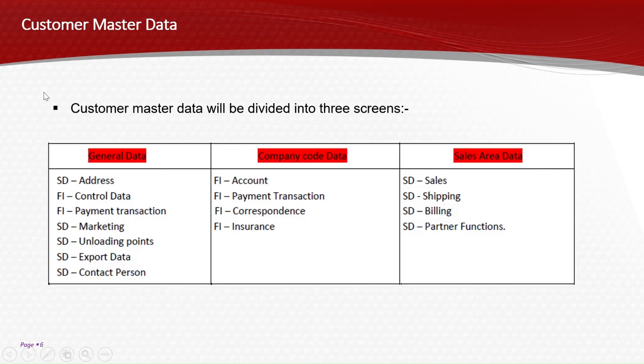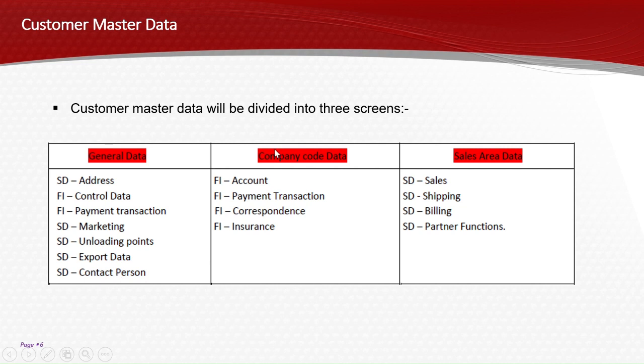Customer master data is divided into three screens: general data, company code data, and sales area data. We'll see their tabs one by one. Under the general data screen, there are different tabs. First one is the address, where you maintain the customer related information. Then control data. Generally here we maintain the account number, etc. Then payment transaction, marketing, unloading point, export data, contact person. These are the views in general data.